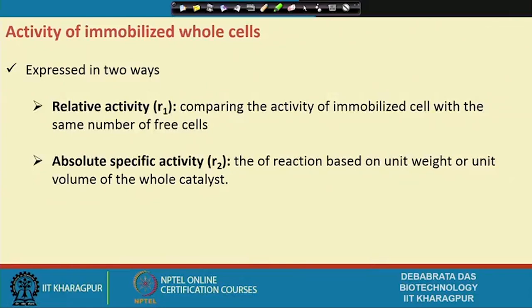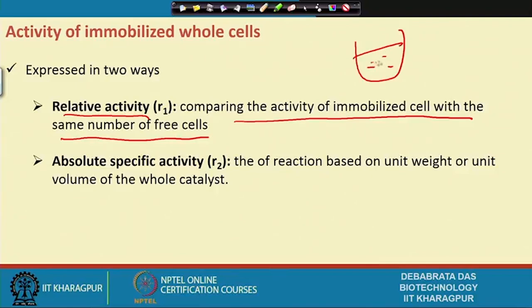Now the activity of the whole cell immobilization system can be expressed as the relative activity, comparing the activity of the immobilized cells with the same number of free cells. Suppose in the suspension we have cells, and in the immobilized system we have immobilized cells. Now if the number of cells is the same, and we compare the performance of the suspended cells with respect to immobilized cells, that we call relative activity.